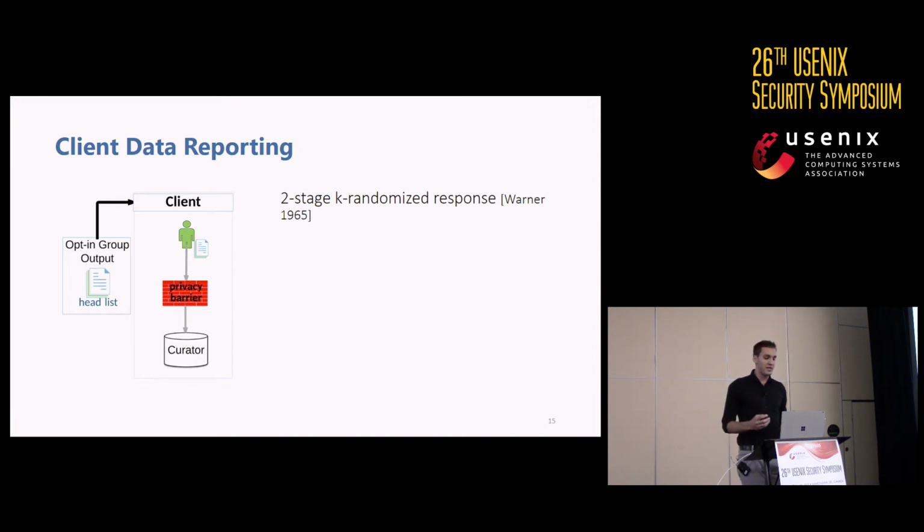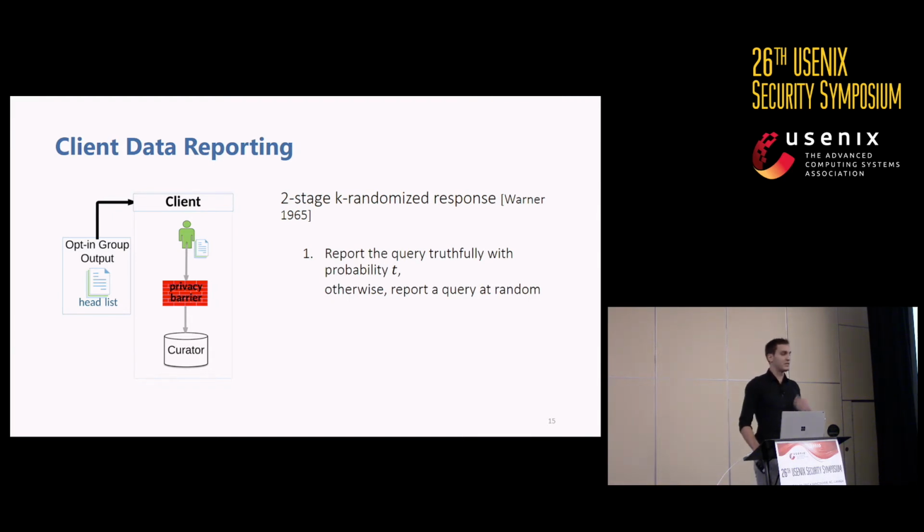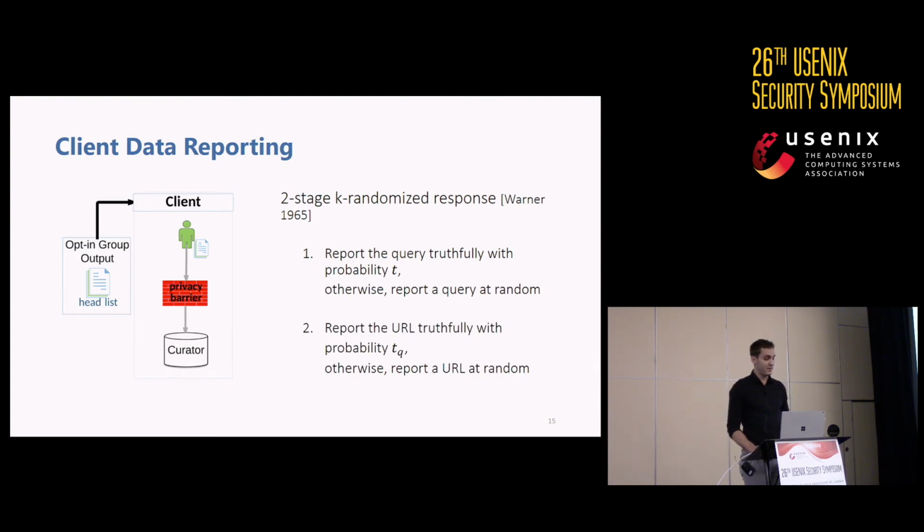But essentially, the two-stage k-randomized response is an almost equally simple algorithm in that the client simply reports their query truthfully to the curator with some carefully chosen probability. Otherwise, the client reports a query from the head list completely at random. Stage 2 performs essentially the same action, but with URLs. So the client reports the URL truthfully with some carefully chosen probability, or otherwise, they report a random URL which corresponds to the query that they reported.